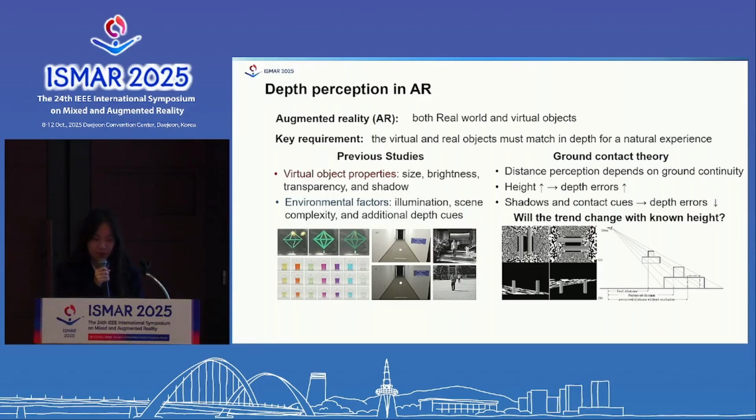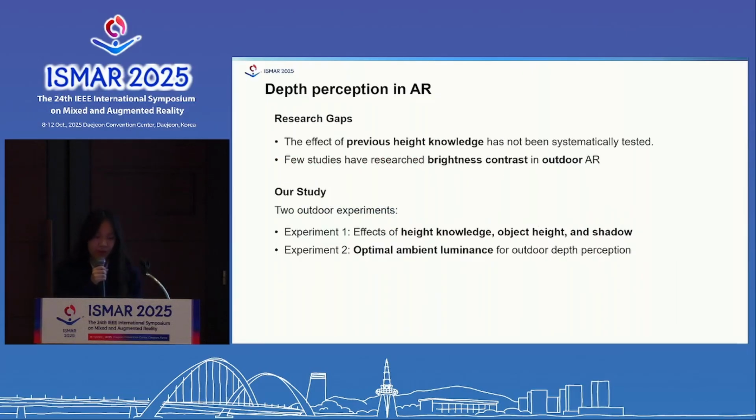However, this theory was based on the condition that participants don't know the height information. We don't know whether this trend will change with known height. Because the effect of prior height knowledge hasn't been systematically tested, it became a focus of our study. And few studies have researched brightness contrast in outdoor AR.